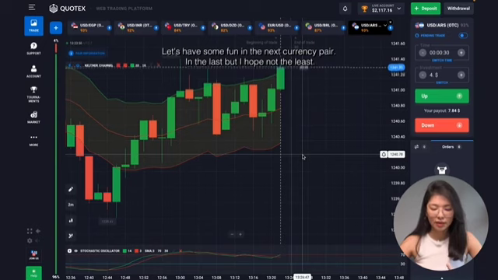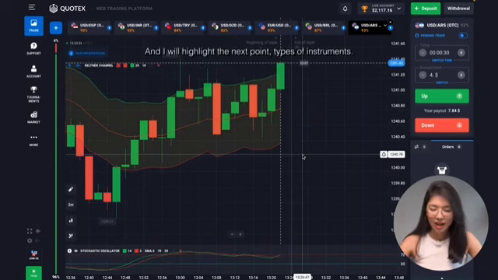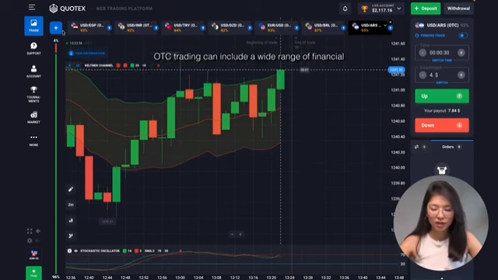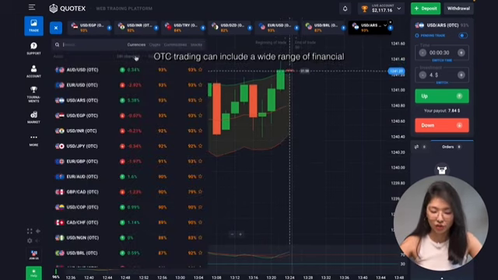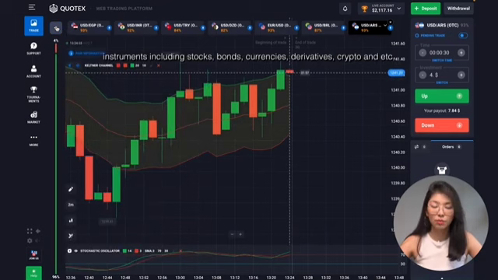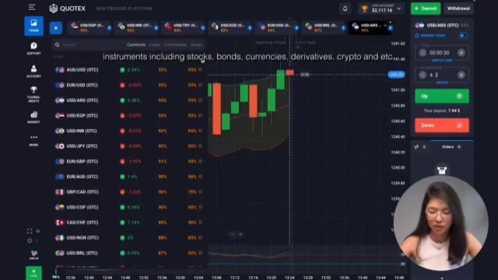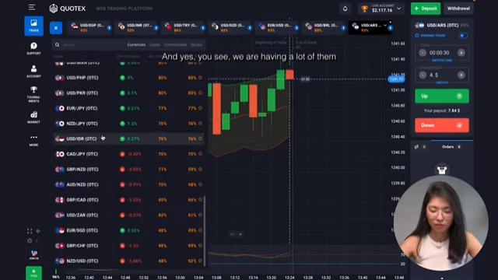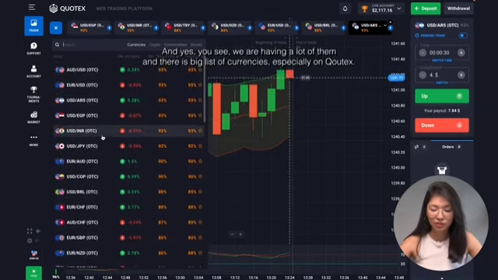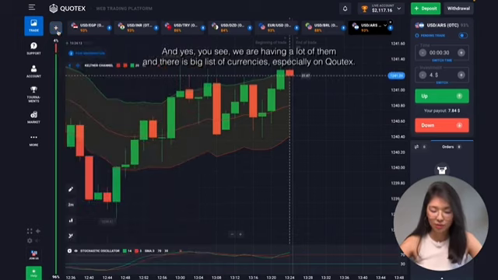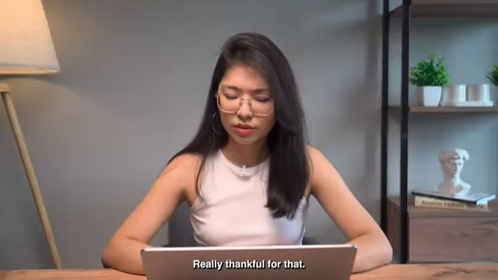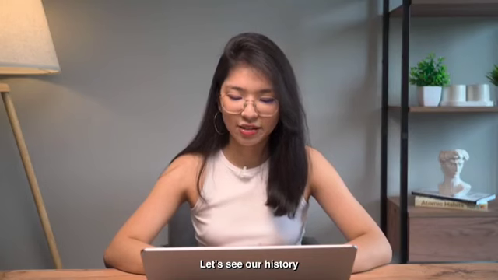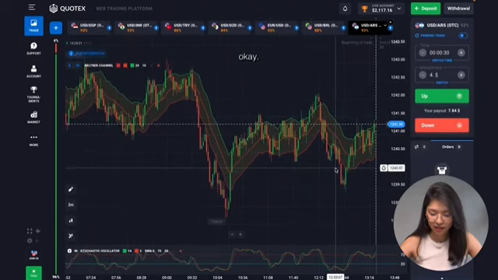It's the last, but I hope not the least. And I will highlight the next point, types of instruments. OTC trading can include a wide range of financial instruments, including stocks, bonds, currencies, derivatives, crypto, and etc. And you see that we're having a lot of them. And there is a really big list of currencies, especially on Quotex. So really thankful for that. Let's see our history. Okay.